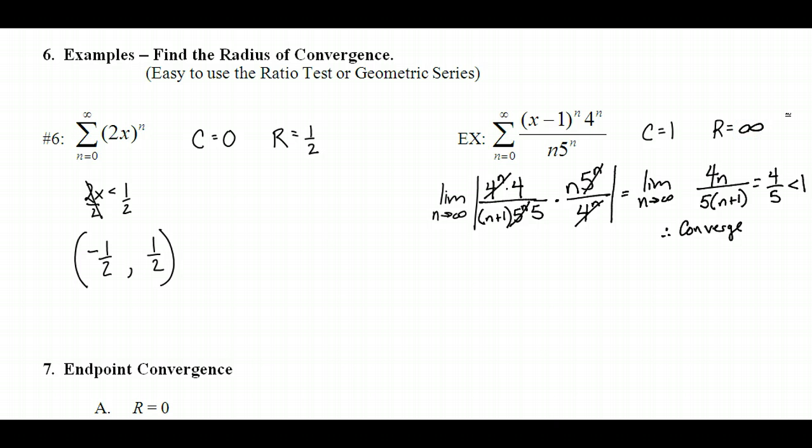Because no matter what I plug in here, I'm going to get it to converge. It doesn't matter what x value I plug in. So then it's really easy if you want to create your interval of convergence. It obviously would be from negative infinity to positive infinity if it specifically asks for the interval. But I'm just looking for us to find the radius right now.